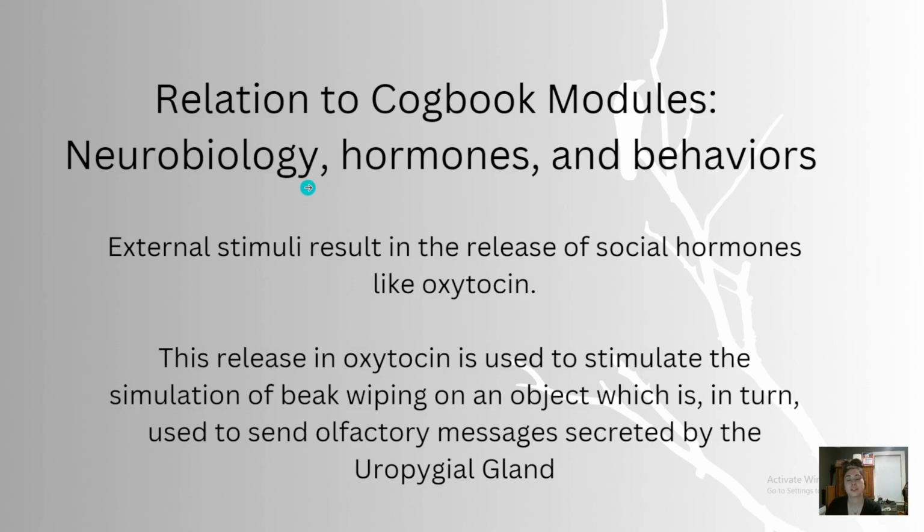Here is my relation to the Cogbooks modules, neurobiology, hormones, and behaviors. External stimuli result in the release of social hormones like oxytocin. This release of oxytocin is used to stimulate the simulation of beak wiping on an object, which is, in turn, used to send olfactory messages secreted by the uropygial gland.